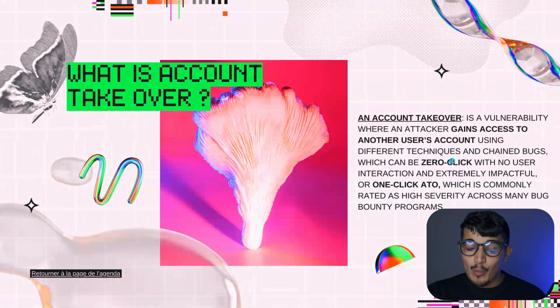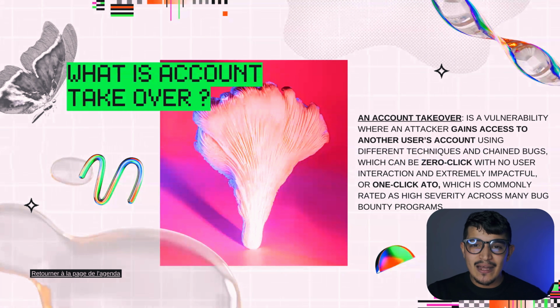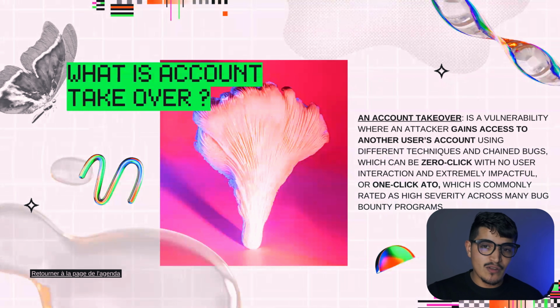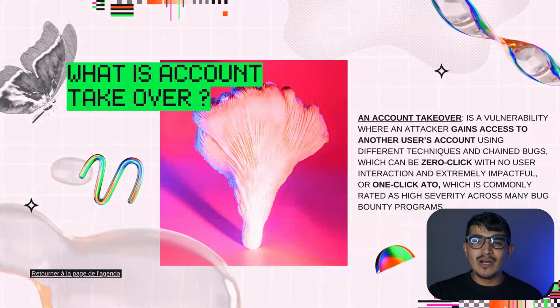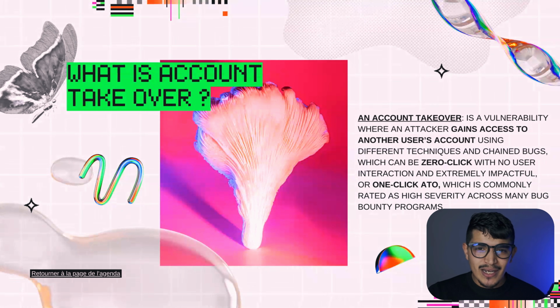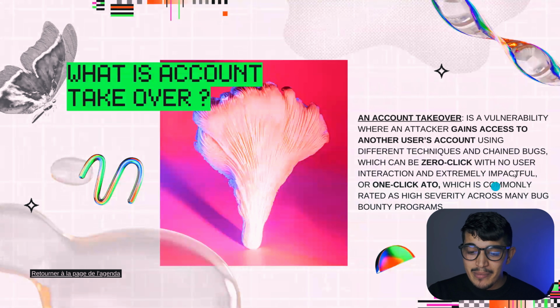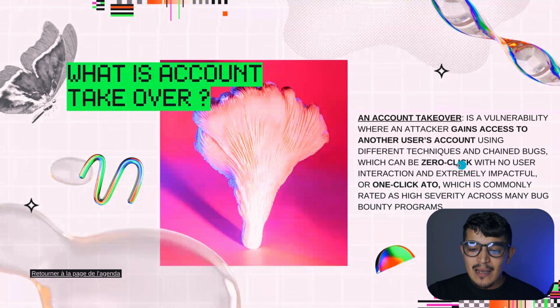They use an open redirect with an XSS in order to steal the victim's cookie and then use this cookie to log into the victim's account, or maybe an open redirect in order to steal the auth token, etc. That's exactly what I mean by chained bugs, and that can be a 0-click or 1-click account takeover. You may have heard these terms a lot, in YouTube videos or on Twitter or whatever platform you're using.